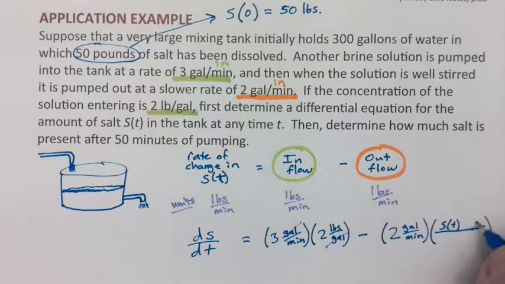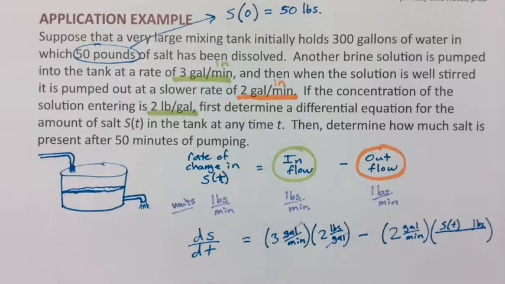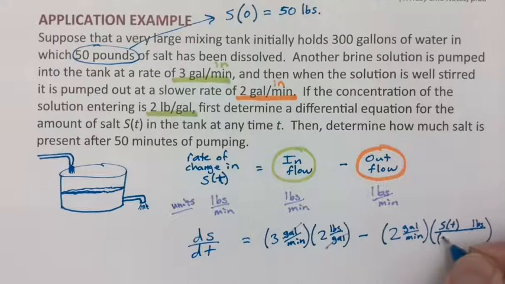And that's pounds. I'm just going to write the units next to it. But the number of gallons in the tank at any given time, we already said, depends on how much time has gone by. At 0 minutes, there's 300 gallons of water. But at 1 minute, there's 301. At 2 minutes, there's 302. So basically what we have is 300 gallons plus however much time has gone by. So it's 300 plus t.